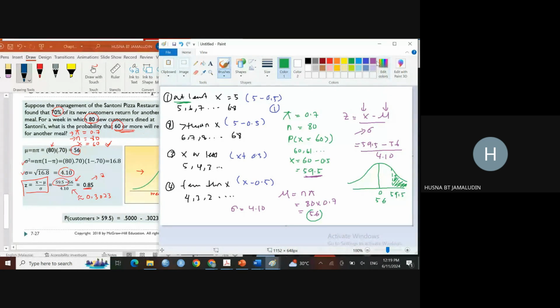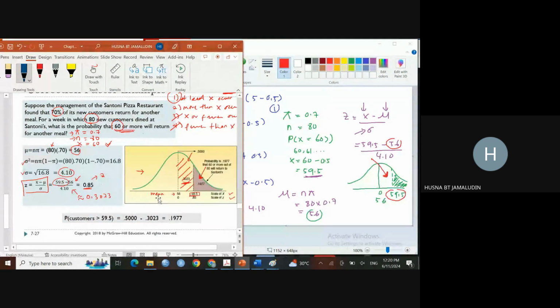So how would you do that? Basically you have to compute the formula, right? It is the green area. So you have to find this probability first, in order for you to find 59.5 or more. So how to find it? You take the x, which is 59.5, minus your mu here, and then over standard deviation, you will get the value of 0.85.